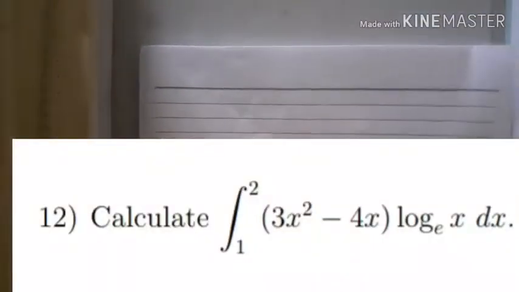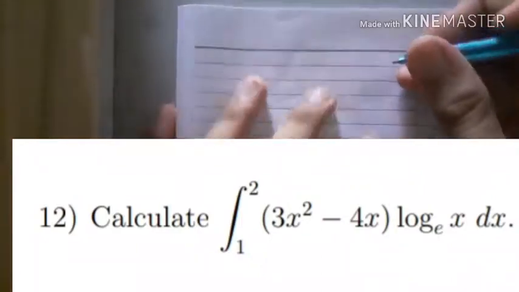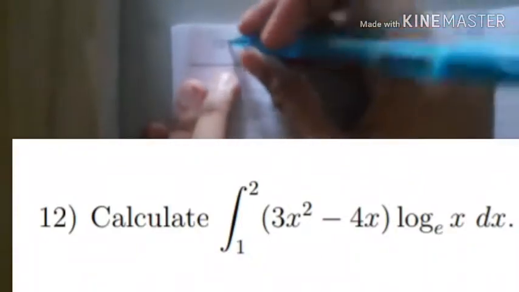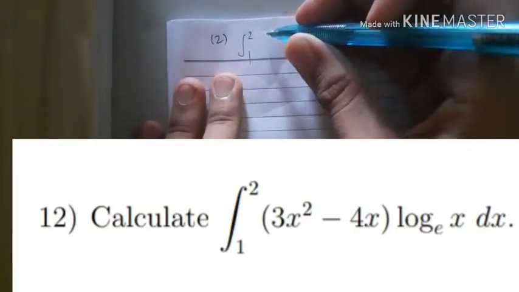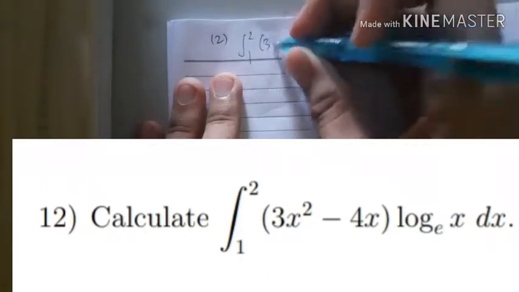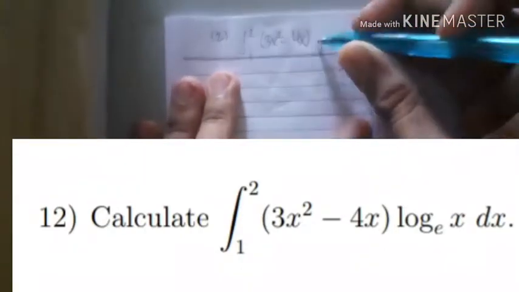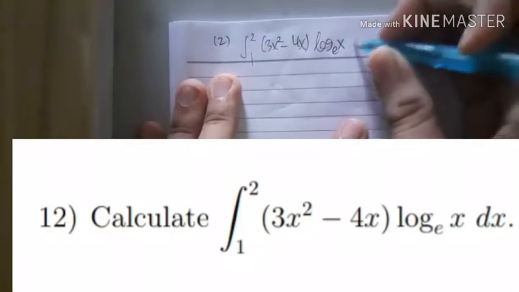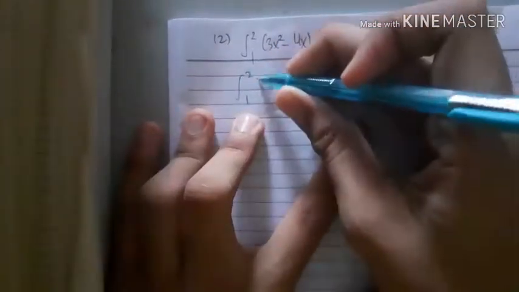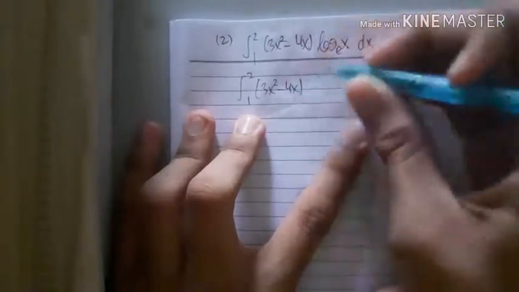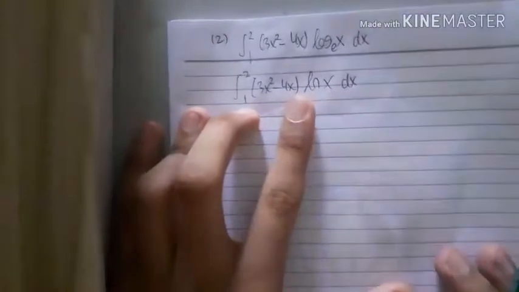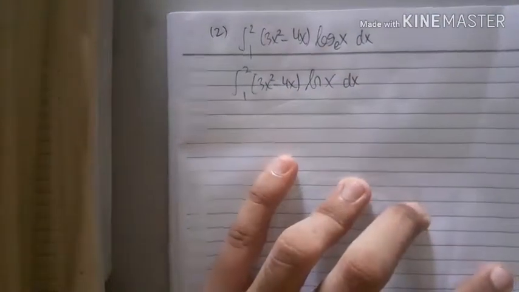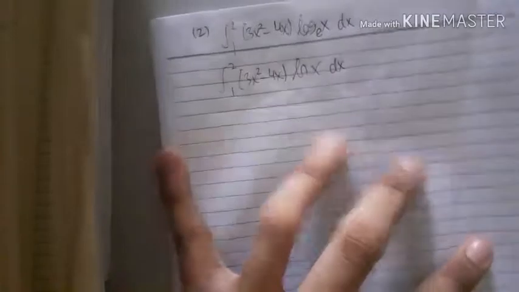And now for number 12. Number 12 is about integration. And this is interesting because we have the logarithm inside the integration. The integral with limits of 2 and 1 of 3x squared minus 4x times logarithm with base e of x. Remember that logarithm with base e is just the natural logarithm, dx. So how to find this calculation?